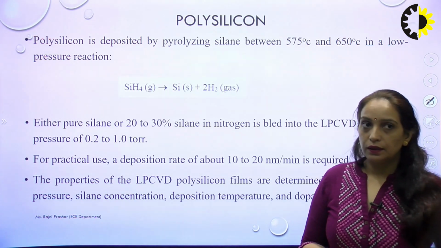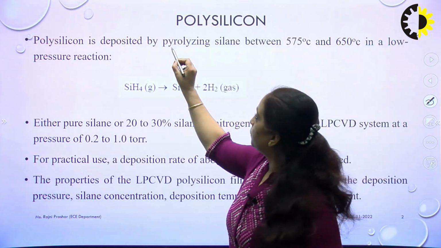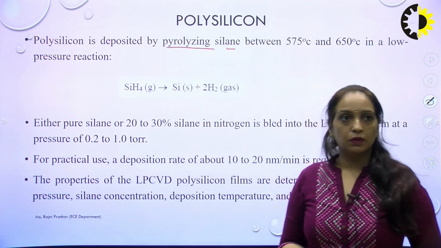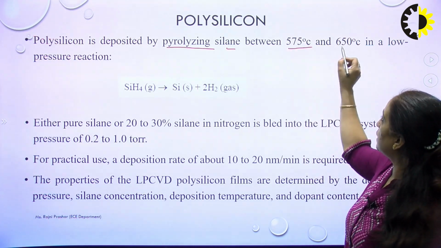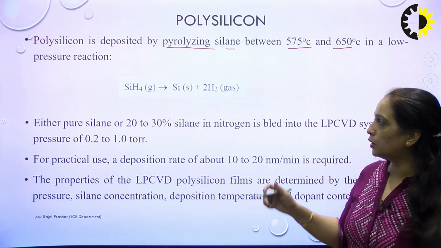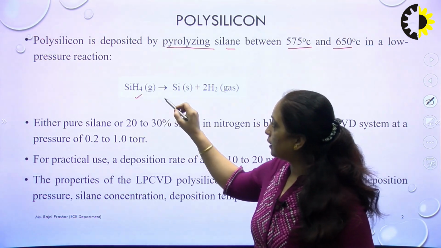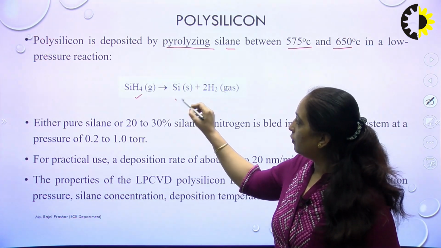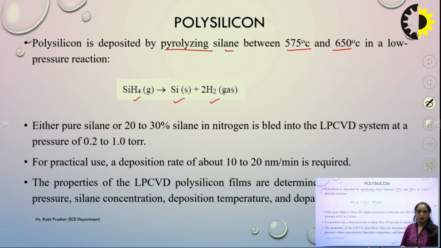The very first material here is polysilicon. Polysilicon is deposited by pyrolyzing silane, with a temperature range between 575 and 650 degrees C, and this reaction is carried out at a very low pressure. In the reaction, when silane reacts in a proper environment at very low pressure, we get silicon, which will be polysilicon, and hydrogen gas as a residual.